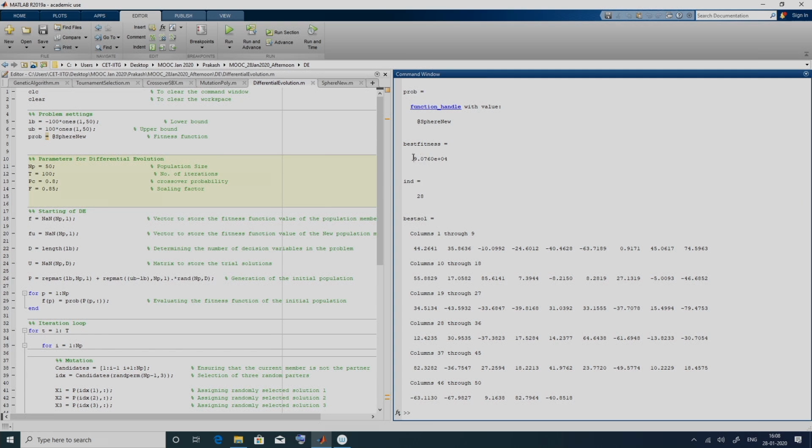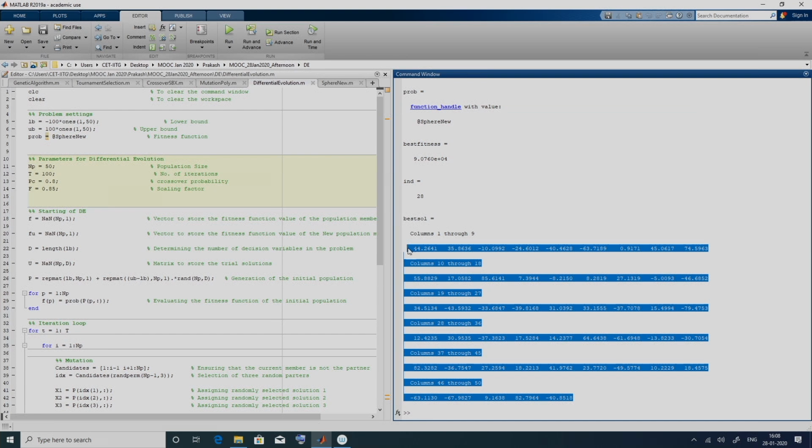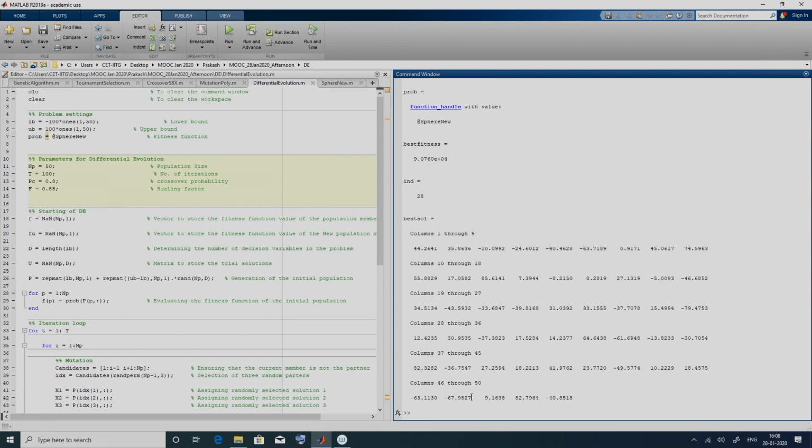In this case, it is able to find a solution which has a fitness function value of 9.07 into 10 power 4 and all the variables, if you see, are between minus 100 and plus 100. So, the bounds are no longer 0 to 10; the bounds are between minus 100 to 100. So, this minus 67.9827, minus 63.1130, all those are within bounds. In this case we see that it is not able to find the optimal solution. The optimal solution was again zeros. If we take all the 50 variables to be 0, we will get a fitness function value of 0.